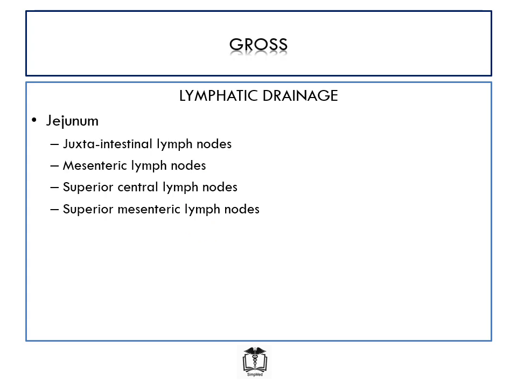For the jejunum, we have four major lymph nodes involved in draining lymph from the jejunum. These include the juxta intestinal lymph nodes, the mesenteric lymph nodes, the superior central lymph nodes, and the superior mesenteric lymph nodes.